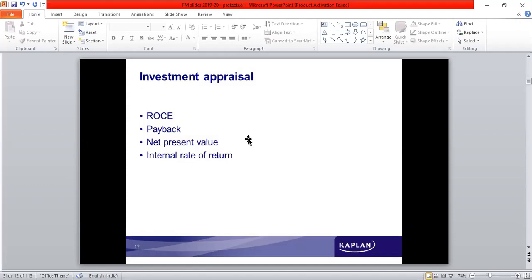Investment appraisal considers the future anticipated cash flows, comparing them with the amount of investment made as on the present date. So by comparing that, a decision is taken about whether the investment should be made or not.